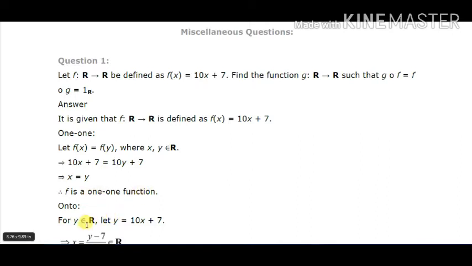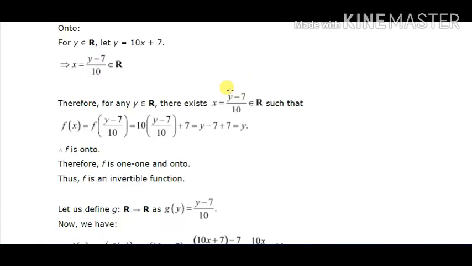Now for onto, we take f(x) = y, means we take y belonging to R, which is the codomain R. So y will be of the form 10x + 7, because we take f(x) = y, so y becomes 10x + 7. So x will be equal to (y − 7)/10. Now since y is a real number, (y − 7)/10 is also a real number.